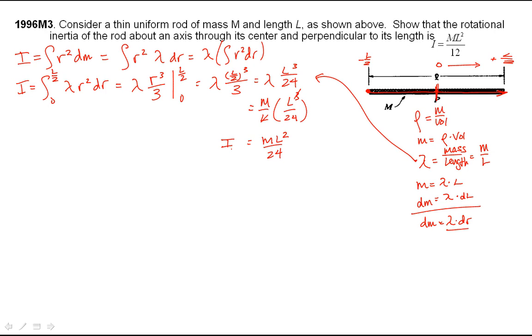Now this is the moment of inertia of one side of the rod, so I want the total moment of inertia. That's just going to be 2 times the moment of inertia from the center, which is 2 times ml squared over 24. And I get the answer we've been looking for: the moment of inertia of this rod about its center is ml squared over 12.